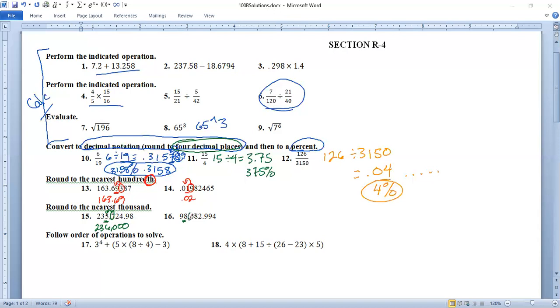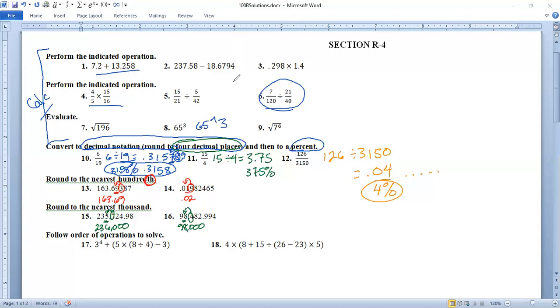Here we have the thousands place right here, and you can hear that when you say it, 98,482.994. So we look at this digit. Is it a 5 or bigger? Nope, we didn't pass the halfway point, so we are closest to 98,000. It's between 98,000 and 99,000. And if this were bigger than a 5, we'd be closer to 99,000.